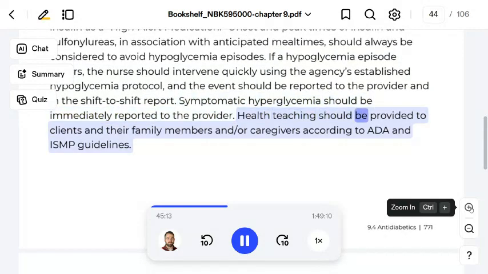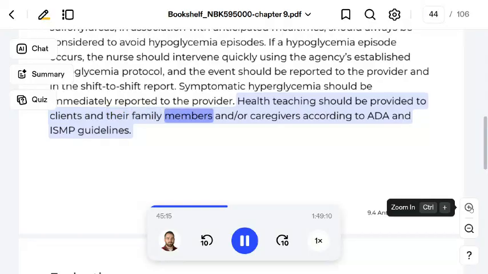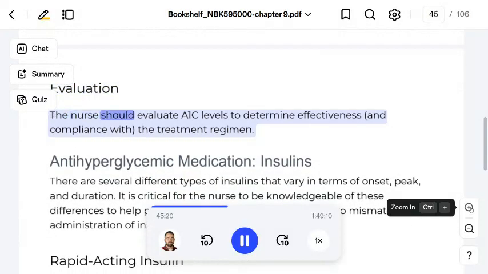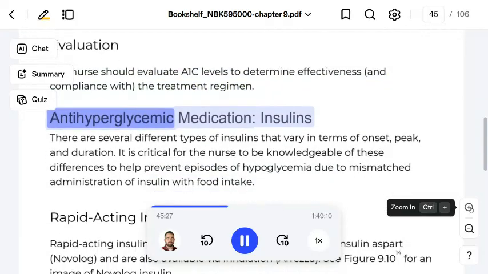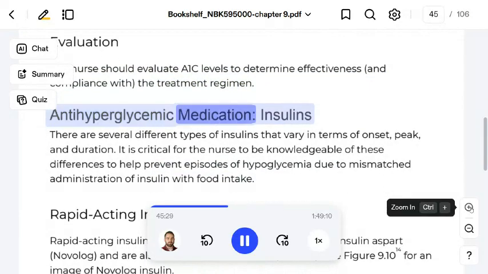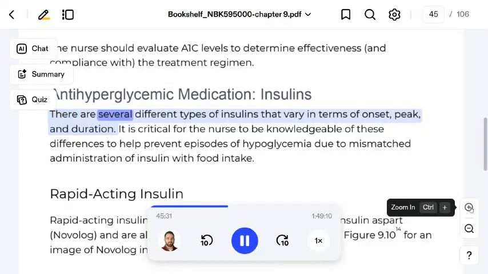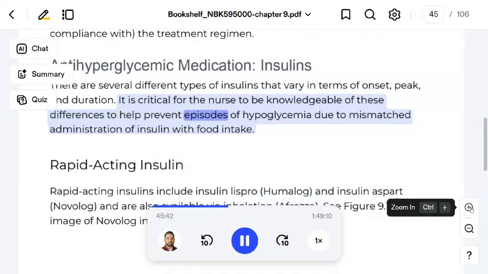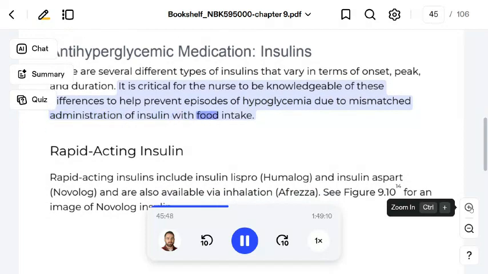Health teaching should be provided to clients and their family members and/or caregivers according to ADA and ISMP guidelines. Evaluation. The nurse should evaluate A1C levels to determine effectiveness of the treatment regimen. Anti-hyperglycemic medication, insulins. There are several different types of insulins that vary in terms of onset, peak, and duration. It is critical for the nurse to be knowledgeable of these differences to help prevent episodes of hypoglycemia due to mismatched administration of insulin with food intake.